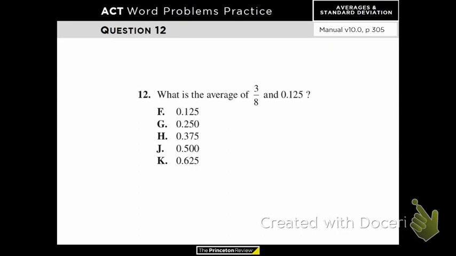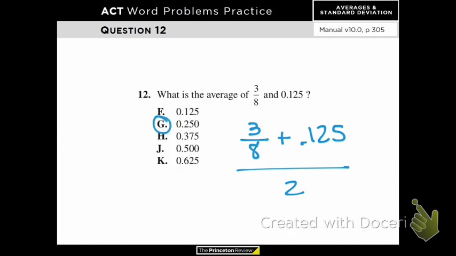Well, remember the average is just adding these values together and then dividing by however many there are. So this I would say is a calculator problem. Do the 3/8 plus the 0.125, divide by 2, and you should get G, 0.250.